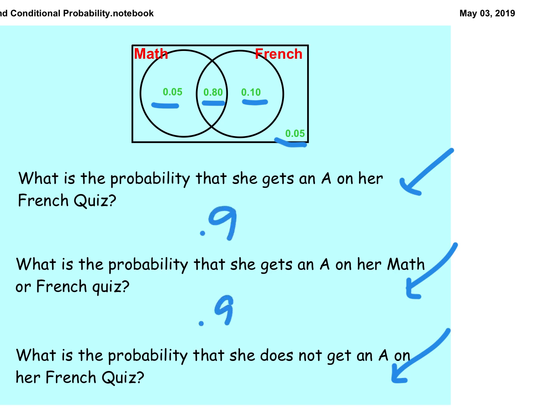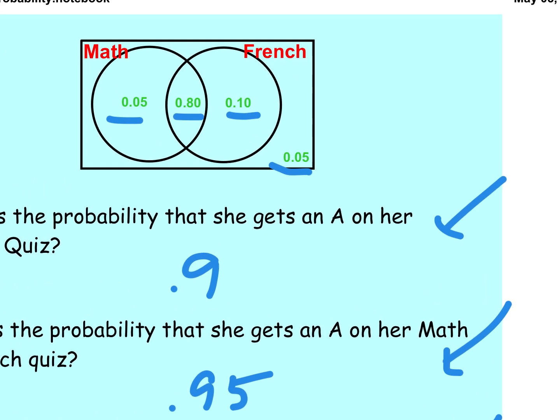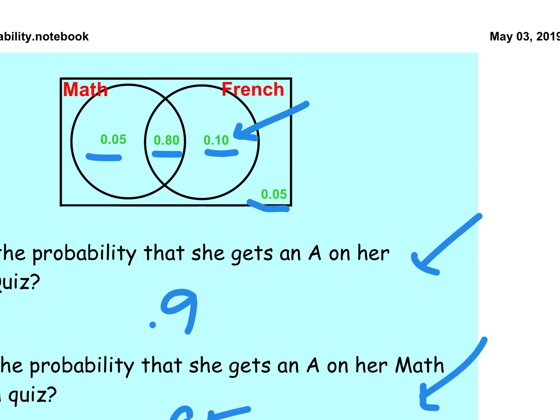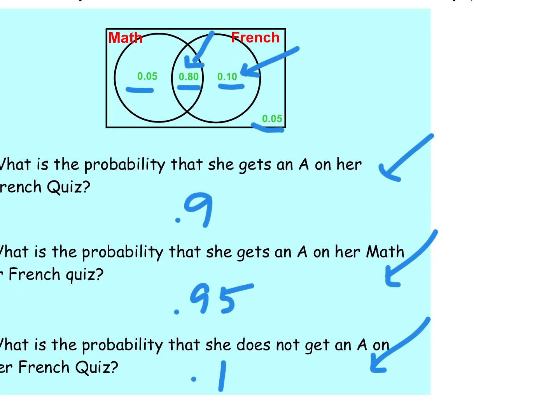0.9, 0.95, and 0.1. Raise your hand if you agree with him on all 3. Okay, awesome. Any questions about how that happened? I know some people are probably like, I thought it was 10% got an A on the French quiz. Well, these guys also did. They both got an A on the French quiz. That's why it's 0.9. All right.